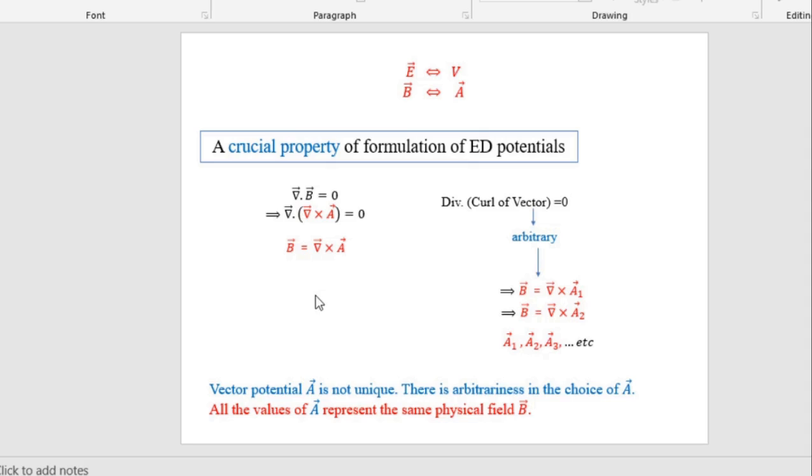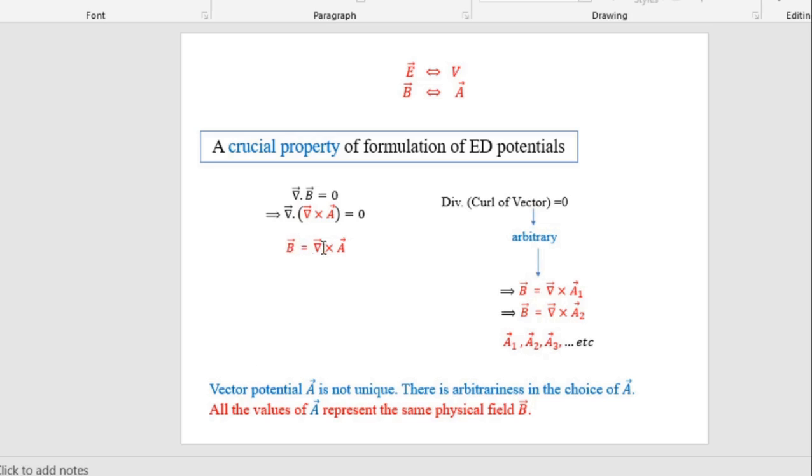So we have understood a very crucial property of the formulation of this vector potential A, and this property is that in defining this vector potential A through this relation B is equal to curl of A, actually this vector potential is not a fixed vector. We can take any arbitrary value of this vector potential, and all these arbitrary values will represent the same magnetic field B.